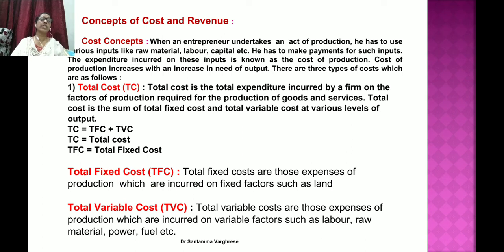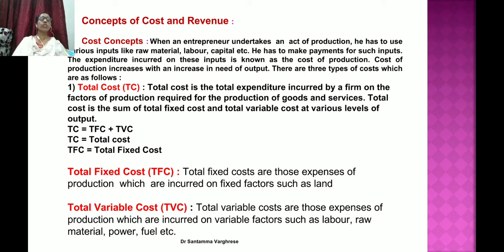Total fixed costs are those expenses of production which are incurred on the fixed factors. The example given is land. Land is a fixed factor. Whether production goes on or not, the expenditure on land we have to carry. So that is total fixed cost.